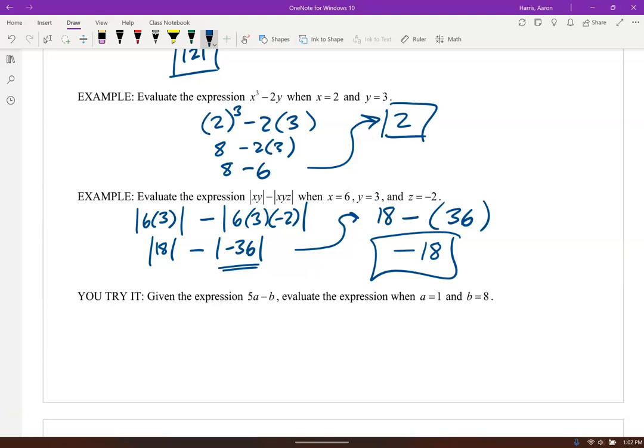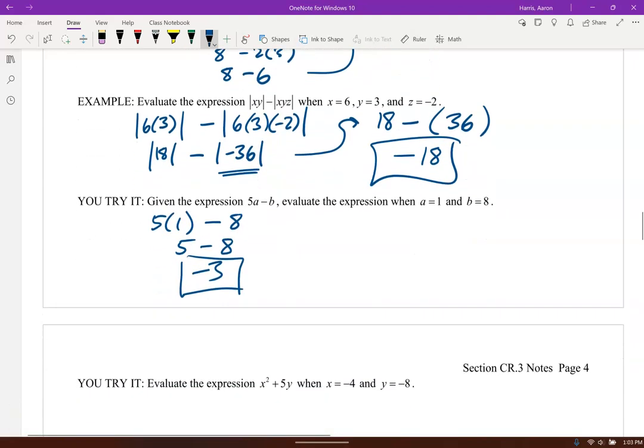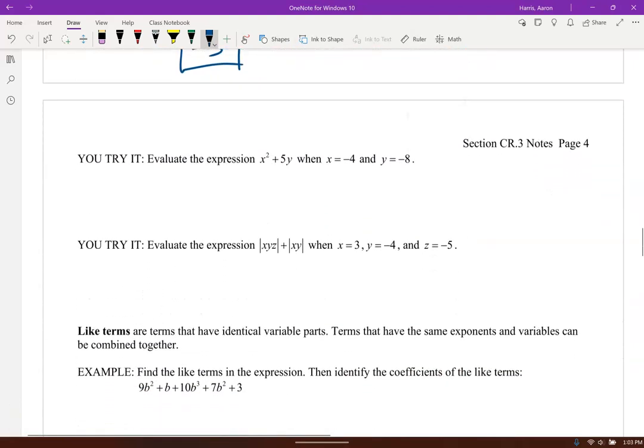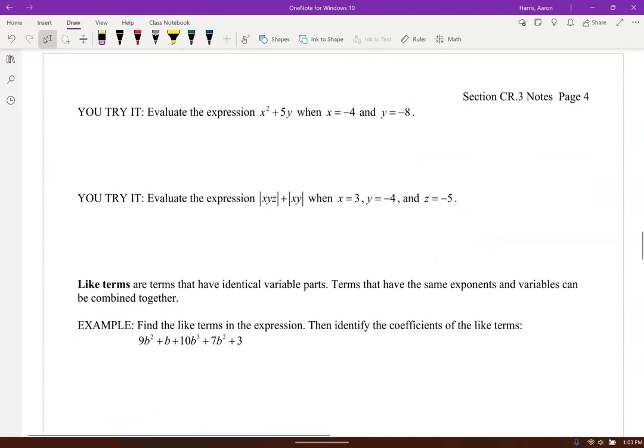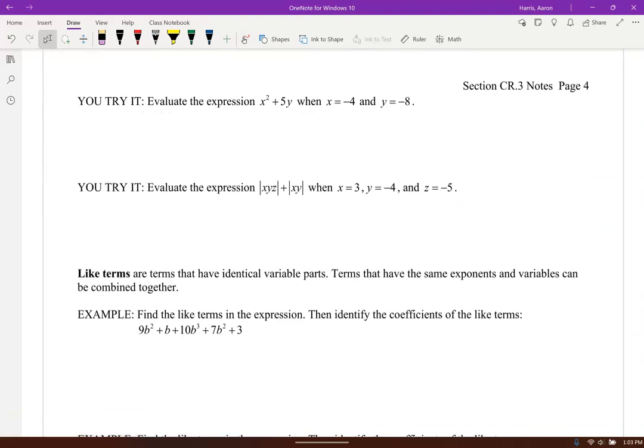Why don't you guys go ahead and try 5a minus b. Go ahead and put your answer into the chat there. Check your work on that, and have you guys go ahead and do those next two right there. X squared plus 5y. Put your answer in the chat.